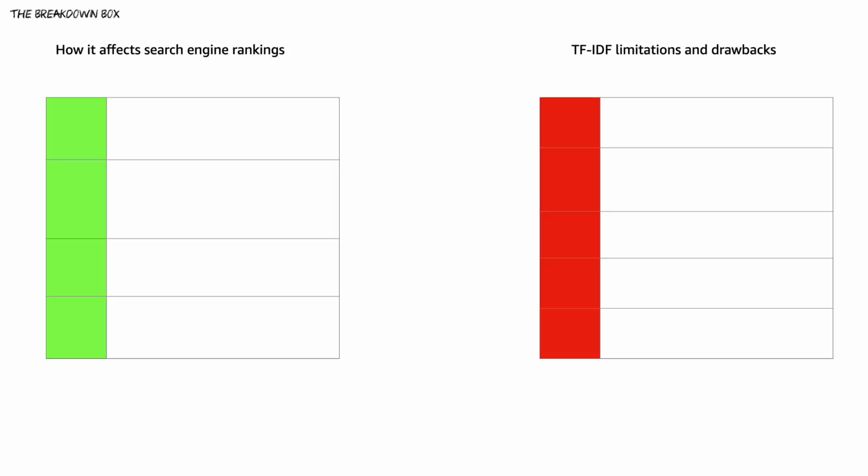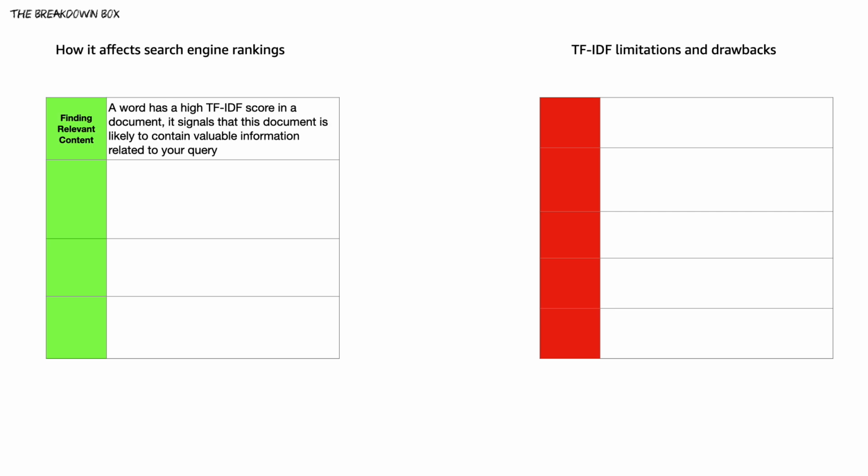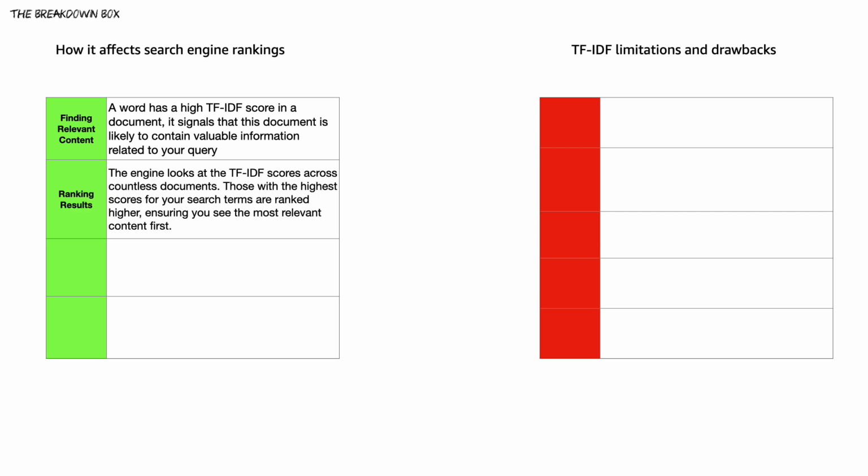Now that we have explored TF-IDF, let's talk about how it affects search engine ranking. Finding relevant content: search engines use TF-IDF to identify which documents are most relevant to your search. If a word has a high TF-IDF score in a document, it signals that this document is likely to contain valuable information related to your query. When you search for something, the engine looks at TF-IDF scores across countless documents. Those with the highest scores for your search terms are ranked higher, ensuring you see the most relevant content first.